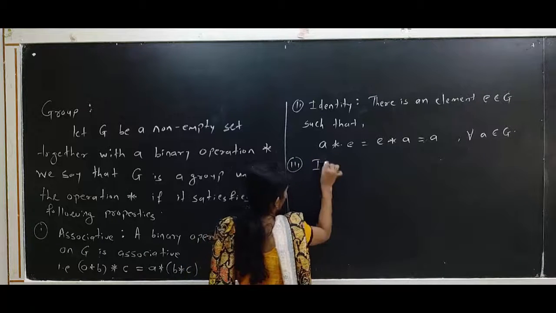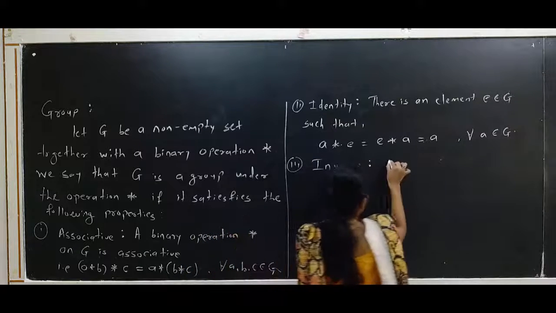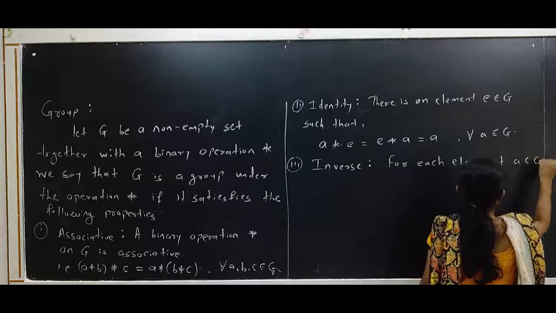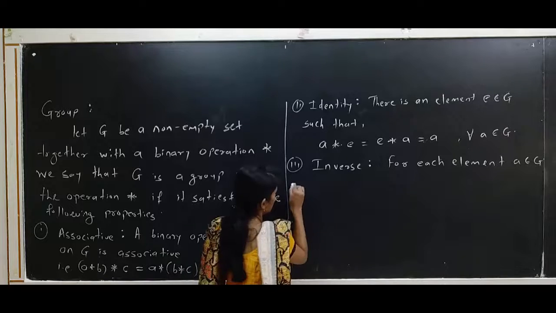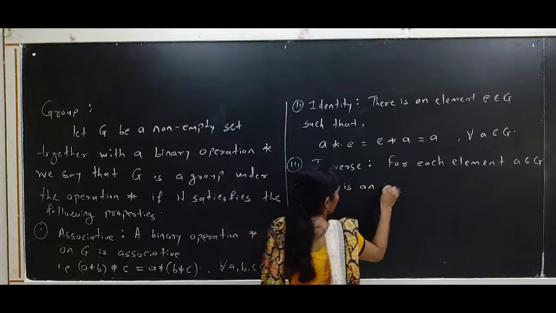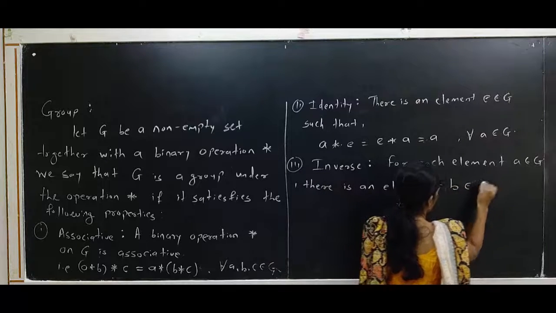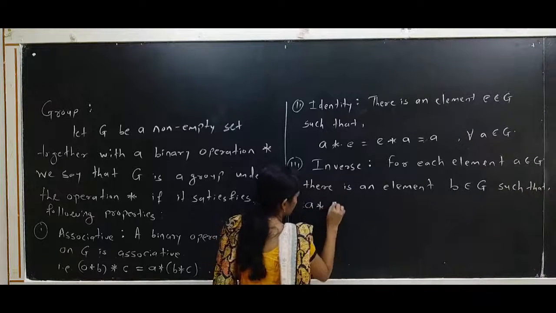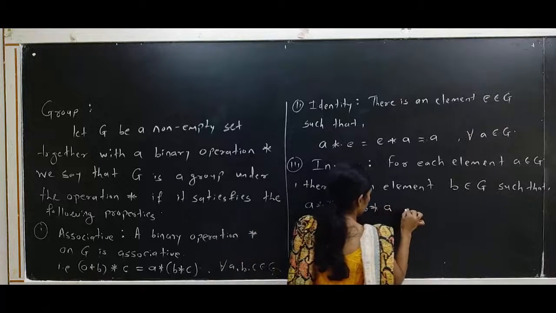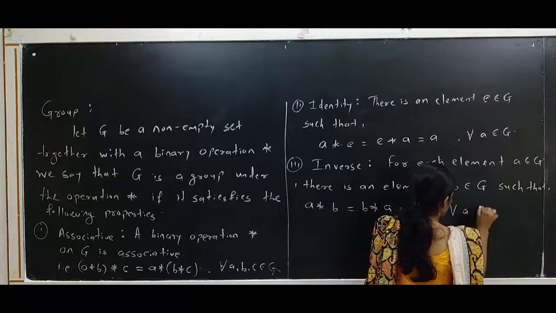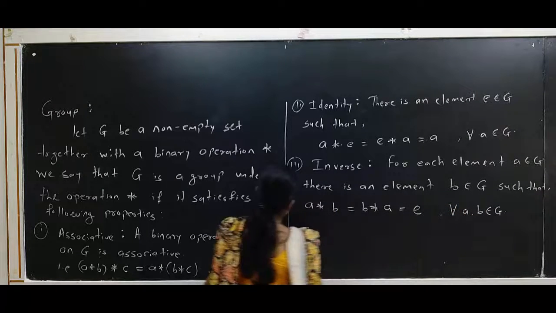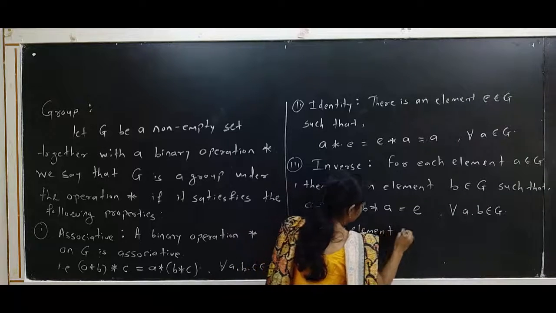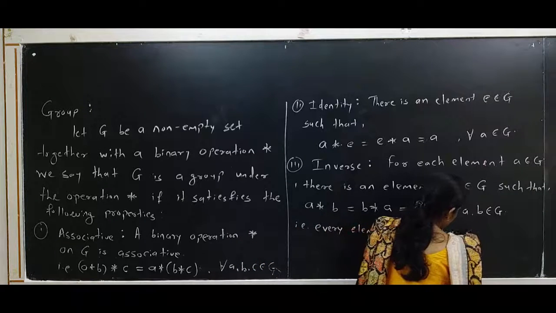And third one, inverse. For each element a belonging to set G, there is an element b belonging to G such that a star b is equal to b star a is equal to e, for all a and b belonging to set G. That is, every element in G has an inverse in G.